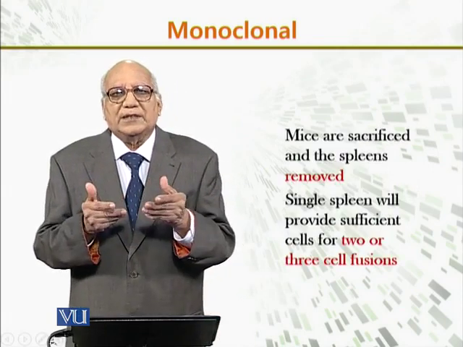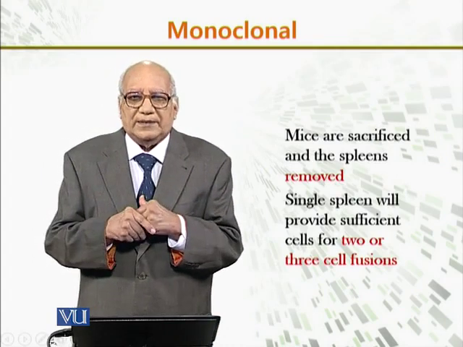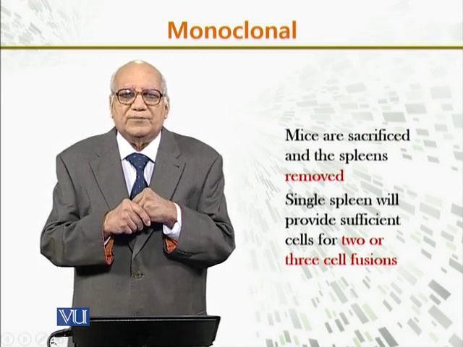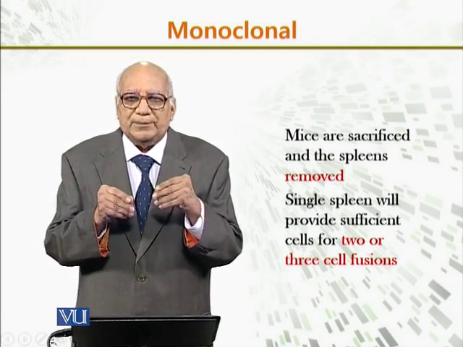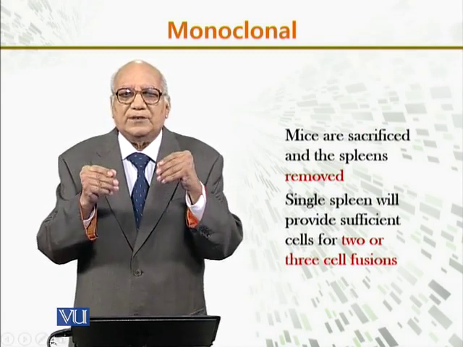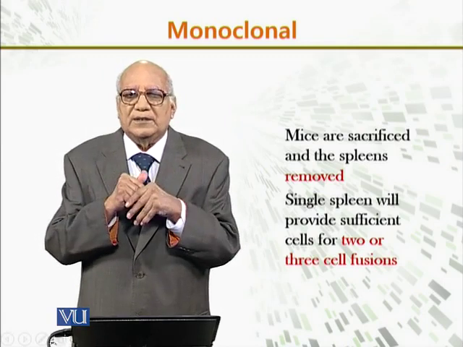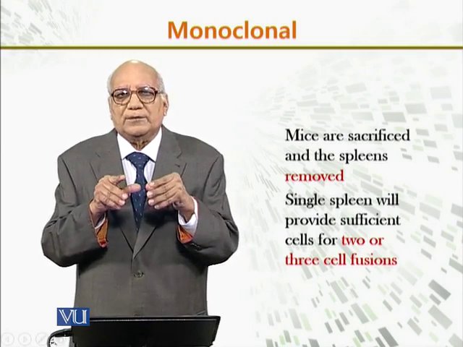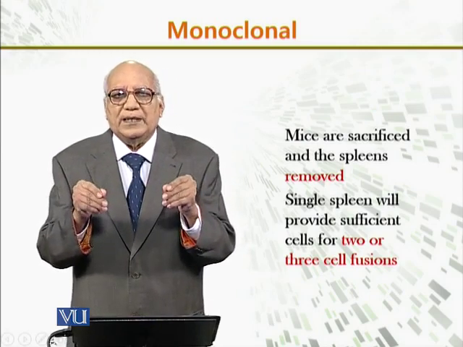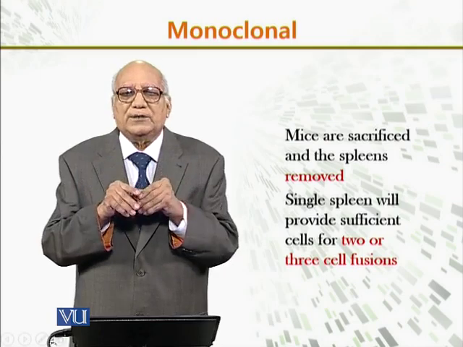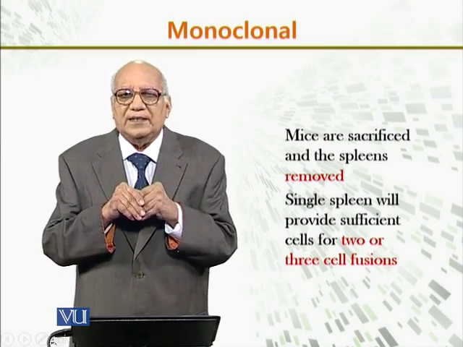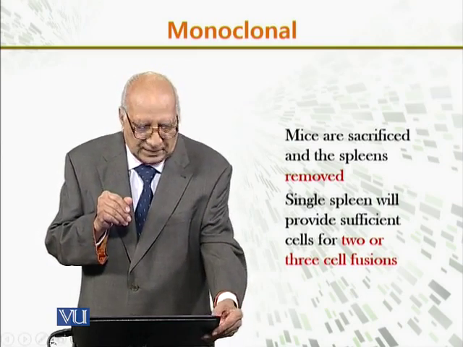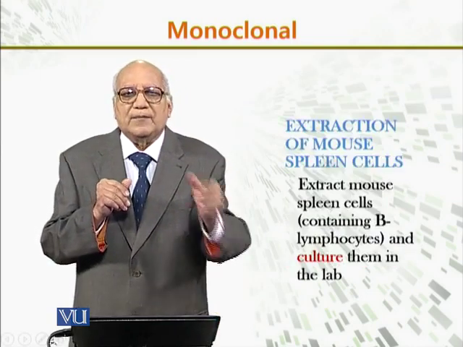Mice are after that sacrificed and the spleens are removed from the mice. Now, a single spleen will provide sufficient cells for 2 to 3 cell fusions, because mind you, we have to make a cell fusion after we get the spleen of the mice, where the antibody is accumulated.